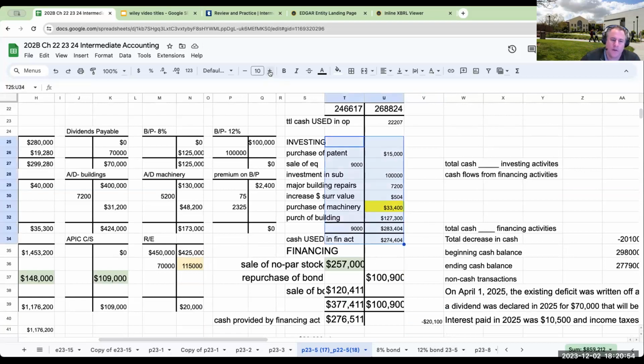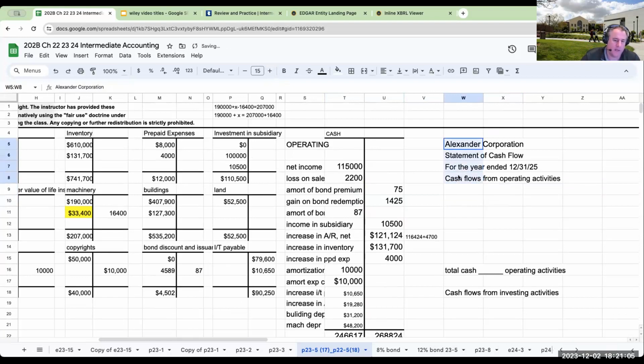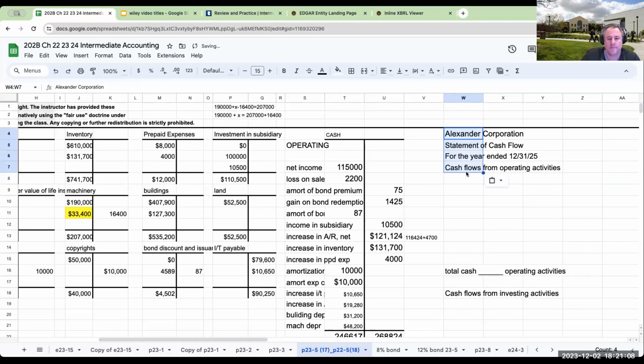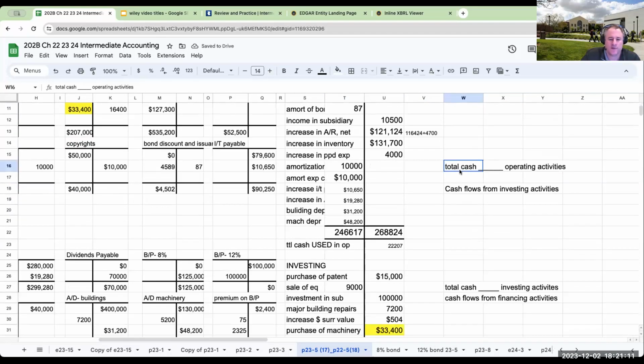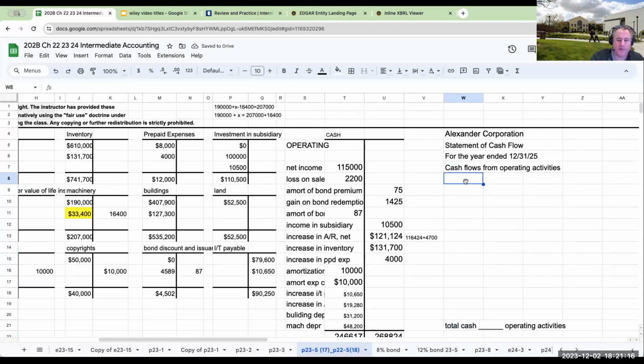Okay, so to make the actual statement itself, if I've set this up correctly, and it's really by going through and doing this, what I'm going to do is start the cash flows from operating activities with net income. And what I'm essentially doing is, if it's a debit, I'm going to show it as a positive amount. If it is a credit, I'm going to show it as a negative amount.